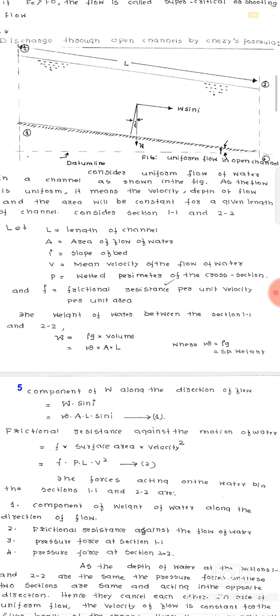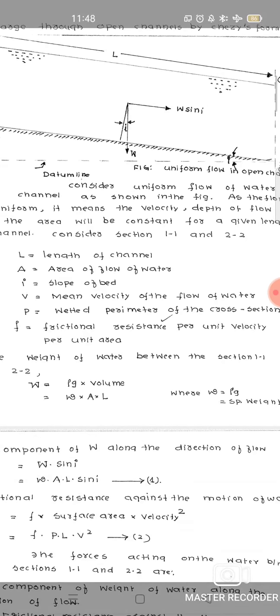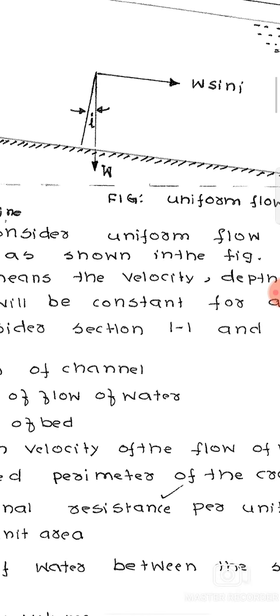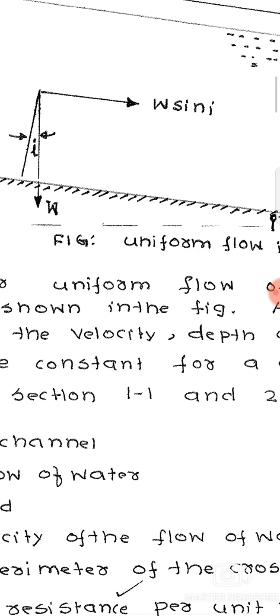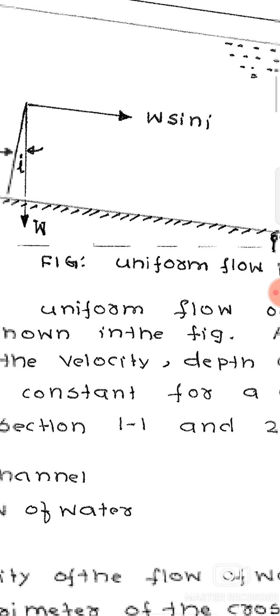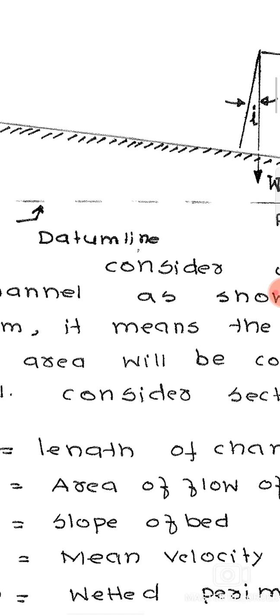The flow which is taking place from section 1 to section 2 is due to the gravitational force, because it is an incline with the bed slope I, and there will be the self weight of the fluid, which is acting vertically downward as W. Here I represents the bed slope, the angle of inclination with respect to the direction of flow. If you want to find the component of the weight W acting along the direction of flow, it will be W sin I. Now we can see here this is the datum line, that is the reference line.